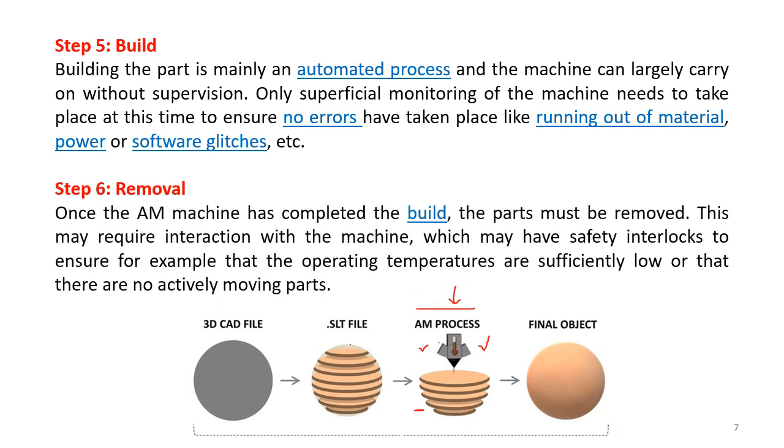Then later we will be getting the final object. The final object has to be removed once the AM machine has completed the build. The part must be removed. There may be some interlocks or interaction of the machine with those interlocks, so that has to be ensured. It must be removed, or any operating temperature which was reached has to be lowered and then it has to be removed. Otherwise, distortion of the material may take place when it is exposed to the ambient temperature. So that care has to be taken while removing.